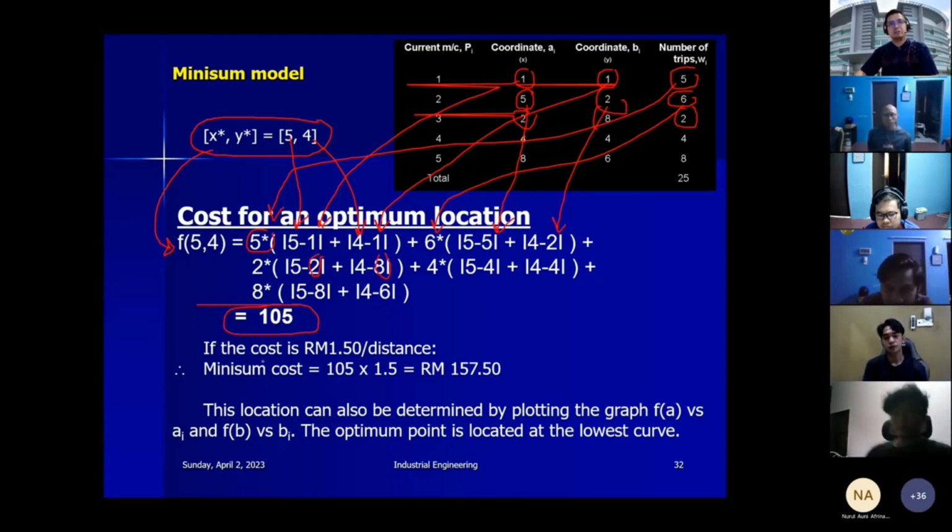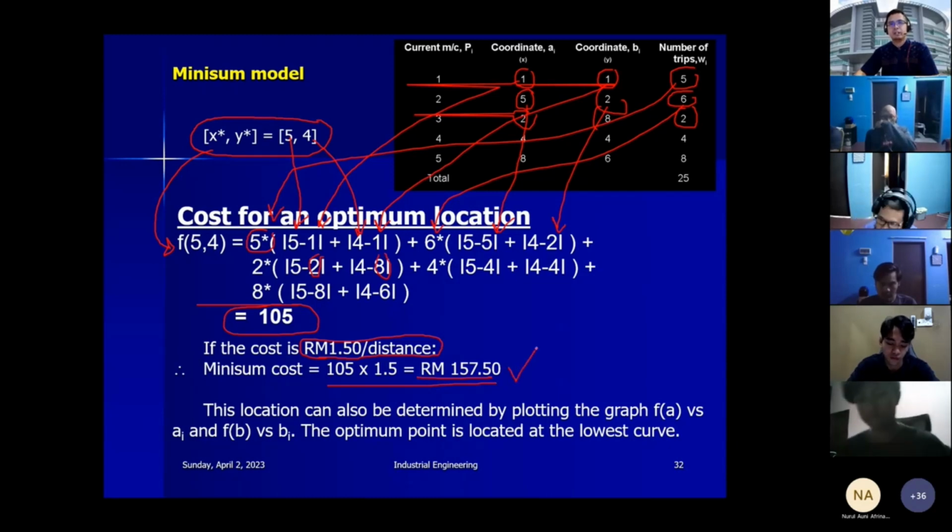105. So if the cost is 1 ringgit 50 cents per distance, we have to calculate the minimum cost. So 105 times 1 ringgit 50 cents. So we will get 157.50 ringgit. This is the total cost for Minisum. Okay, clear? Any questions so far? No question. Okay, Alhamdulillah. I hope my students will get 20 marks and above out of 30 for test number 1.